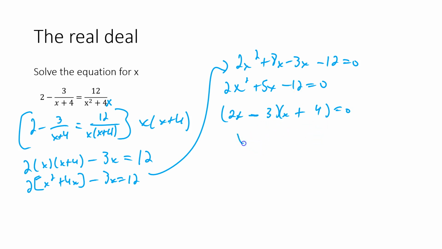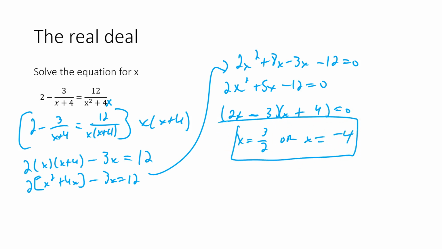So now let's see what our solutions are. x could be 3 halves, because then the 2 would cancel and then the 3's would cancel. Or x could be negative 4. Now, just like we did before, we should check our work and see if it works. So 3 halves, I am not going to plug in here. It looks like we wouldn't have any issues, so you can check it if you want to. But the negative 4, let's take a look at. If I plug negative 4 in for x here, what happens? I get a 0 on the bottom here and a 0 on the bottom here. This is what's called an extraneous solution.